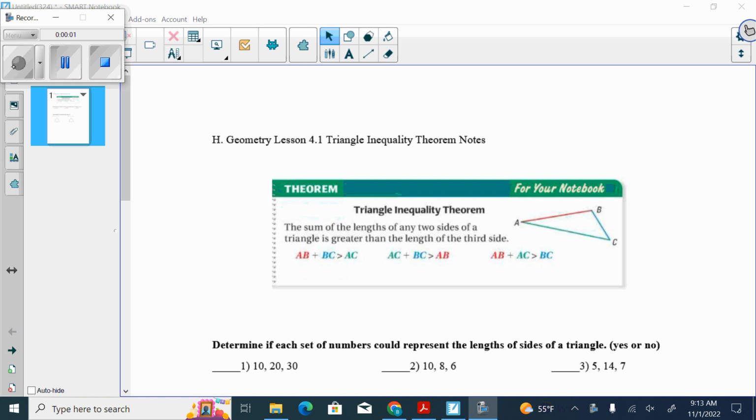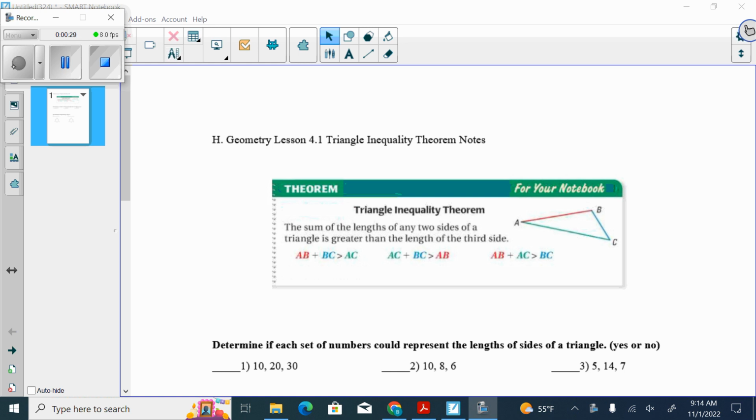They're going to ask you, are these sides long enough to create a triangle? And we need a way to determine that without having to draw it out. So it says that the sum of the lengths of any two sides of a triangle is greater than the length of the third side, and this is called the triangle inequality theorem. This is kind of like a rule that we can use from here on out.